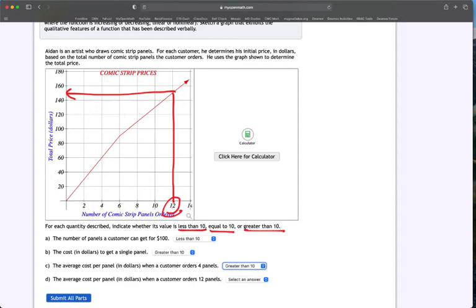Less than 10, if we're buying 12 panels, would be some value less than $120. Equal to 10 would be if we paid exactly $120. But 120 is right here. Clearly, this value right here is going to lead us to a value greater than $10 per panel.